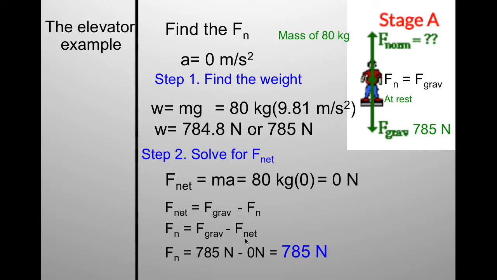When I plug this all in, I already know that the gravitational force is the weight of Otis, 785 newtons, minus the net force, which is 0 newtons, gives me a total of 785 newtons. This goes completely with our theory, because the normal force and the gravitational force should equal each other because Otis is at rest. Therefore, his weight stays the same.